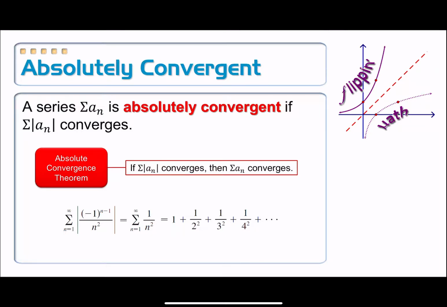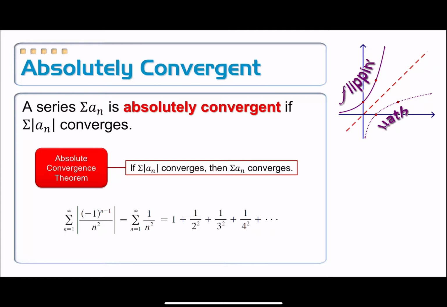All right, so we had just defined a conditionally convergent series. What happens here is that we take a series that has possibly positive and negative terms. We take the absolute value of all those terms, add them all up. And if that new series of positive terms converges, then we say that the original series also converges by the absolute convergence theorem.